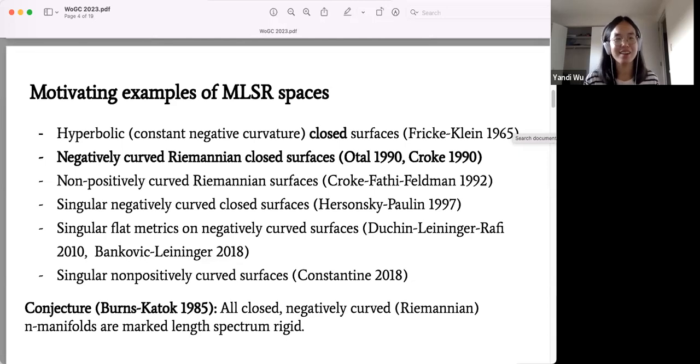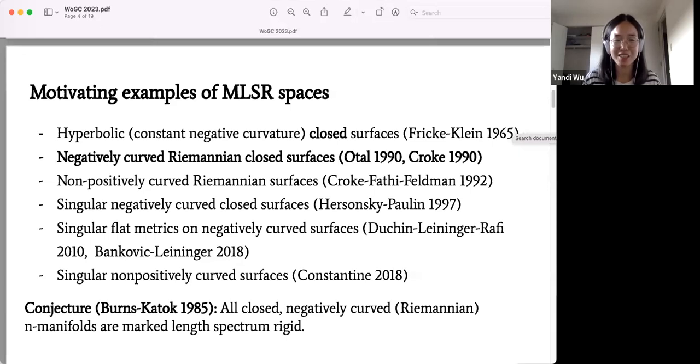So that's all these examples for surfaces. And you might wonder, okay, Mostow also didn't hold for variable negative curvature of n-manifolds in general. So you might wonder, is there a marked length spectrum rigidity result for that? That's actually a wide open question.